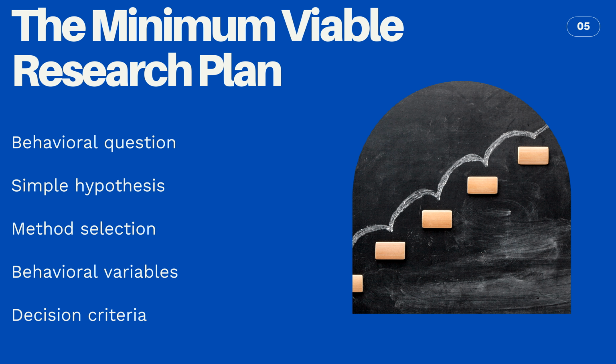Identify the behavioral variables you want to observe, things like motivation, friction, clarity, or choice architecture. These variables help you focus your attention on the mechanisms that drive behavior. Finally, define your decision criteria. What will you do if the data supports your hypothesis? What will you do if it doesn't? This step is crucial because it ensures your research leads to action, not just insight. This disciplined approach keeps your research focused, unbiased, and directly tied to business outcomes.